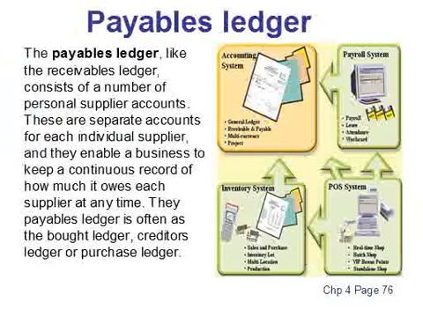Payables ledger. The payables ledger, like the receivables ledger, consists of a number of personal supplier accounts. These are separate accounts for each individual supplier, and they enable a business to keep a continuous record of how much it owes each supplier at any time. The payables ledger is often known as the bought ledger, creditors ledger or purchase ledger.